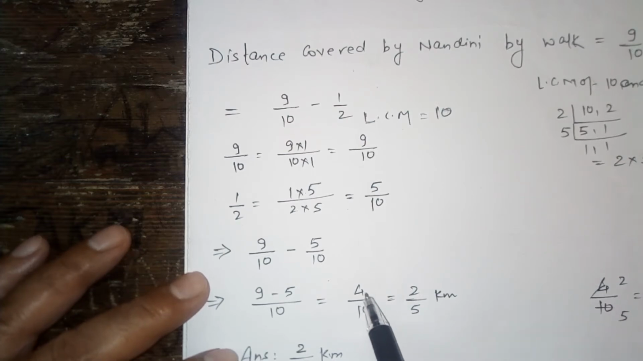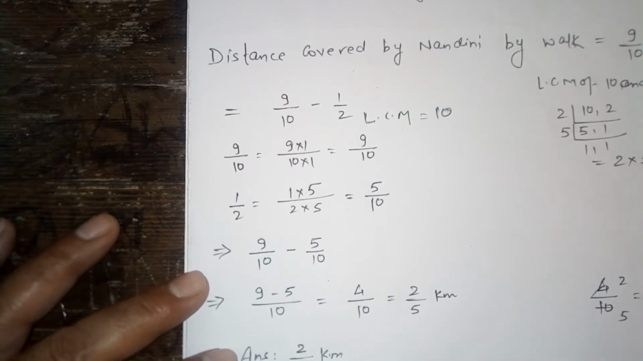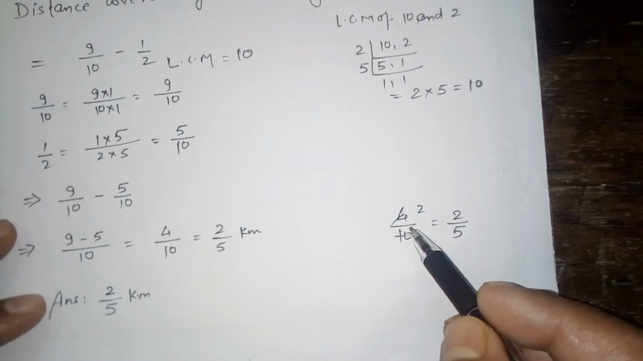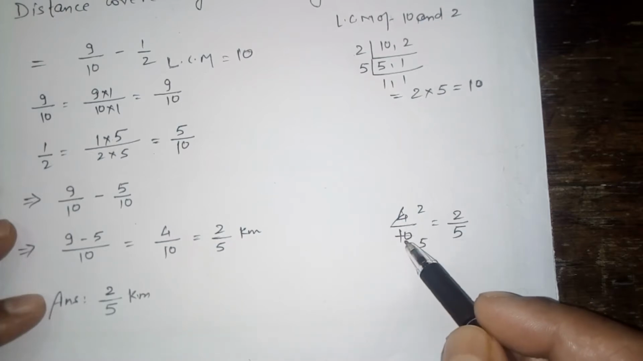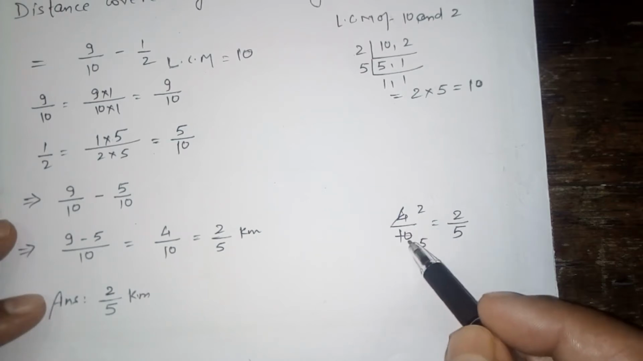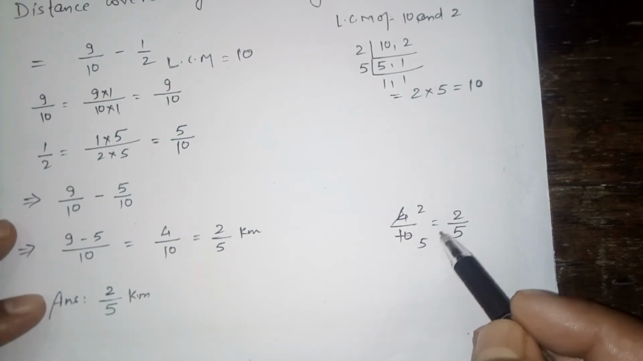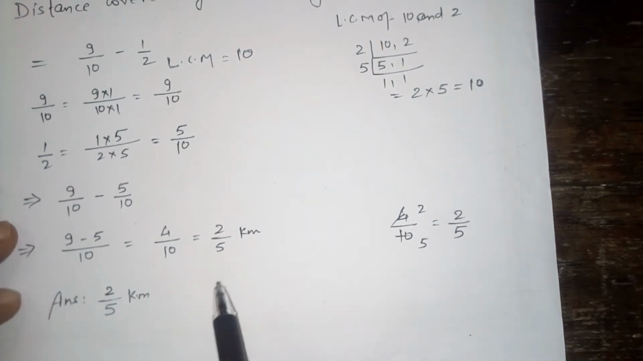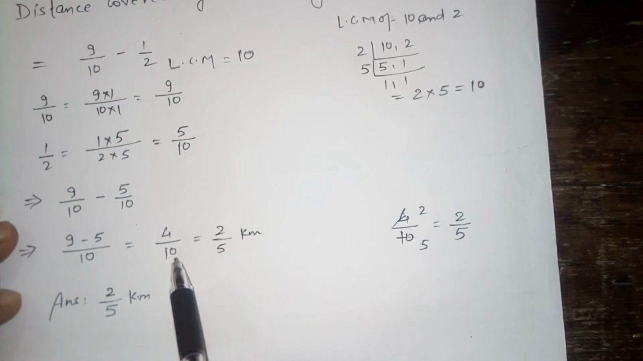Okay, 4 upon 10 is an incomplete answer. Now what will you do? We will take out the simplest form of 4 upon 10. You know very well, 4 and 10 divided by 2: 2 twos are 4, 2 fives are 10. It will give you 2 upon 5. So 2 upon 5 is the simplest form of 4 upon 10.